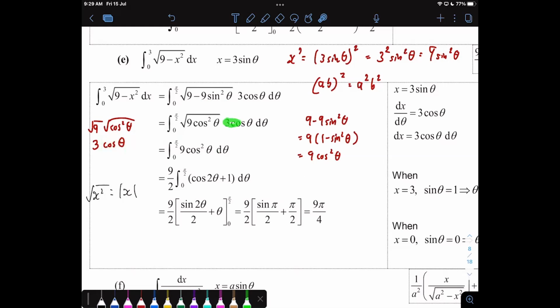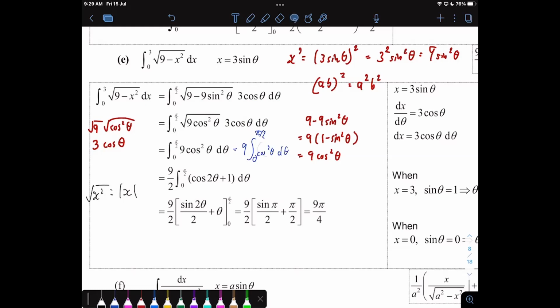Okay, moving on. So this 3 cos theta d theta, where did it come from? It's from replacing the dx. So now you get 3 cos theta, which is the square root whatever, multiplied by 3 cos theta d theta. What's 3 cos theta times 3 cos theta? 3 times 3 becomes a 9 cos square theta. Now you can factor out the 9. So 9 integral 0 to pi by 2 of cosine square theta d theta.